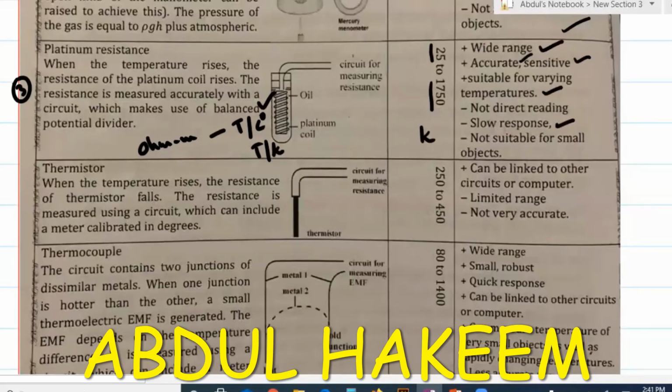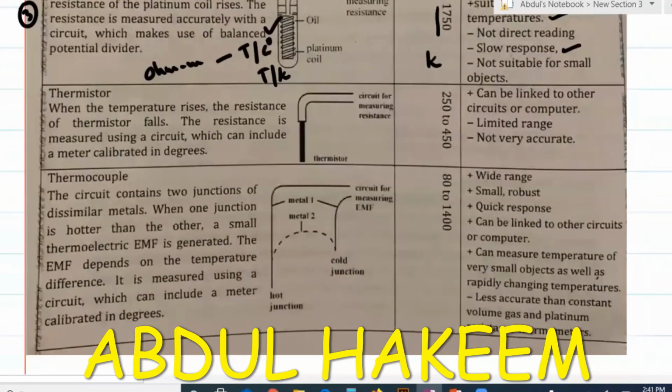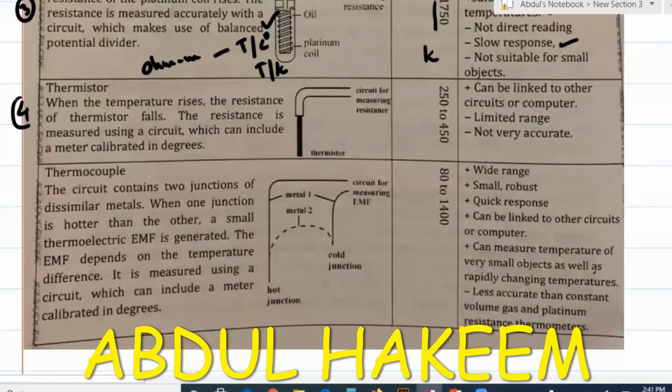small objects. Now number 4 is the thermistor thermometer. When the temperature rises, the resistance of the thermistor falls, a reverse process. One is rising, the other is decreasing. When temperature increases, the resistance decreases. The resistance is measured using a circuit, which can indicate on a meter calibrated in degrees, meaning the ohmmeter is calibrated in the opposite direction.